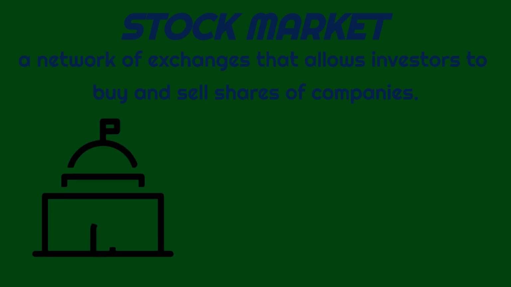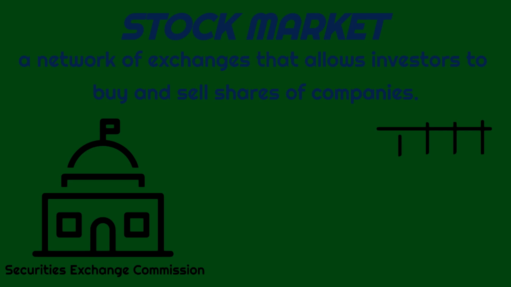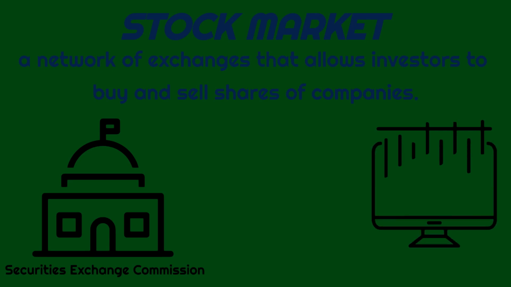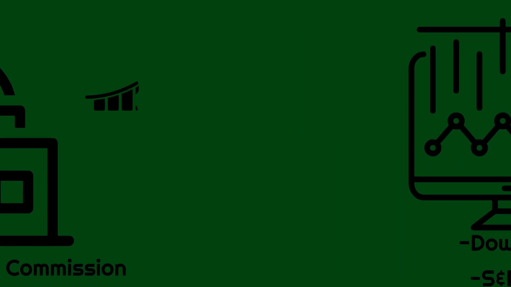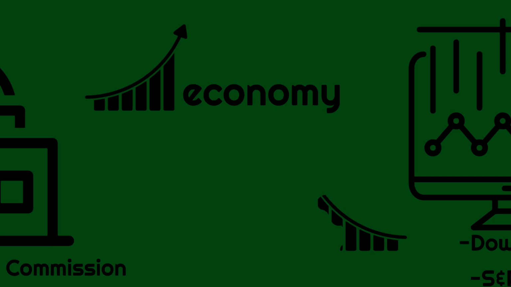Stock market. The stock market, or share market, is a network of exchanges that allows investors to buy and sell shares of companies. The Securities and Exchange Commission, as well as specific state regulators, oversee and manage the stock market. Investors use market indexes like the Dow Jones Industrial Average and the S&P 500 to gauge how well groups of stocks are doing. Typically, when the economy is stable or growing, the share prices are also growing.